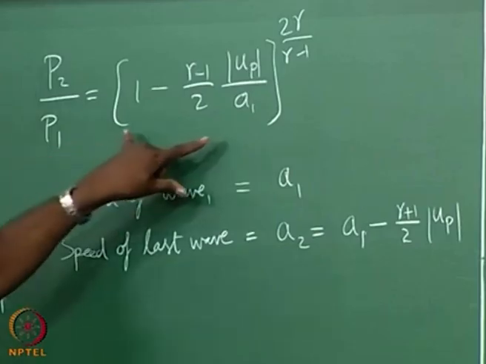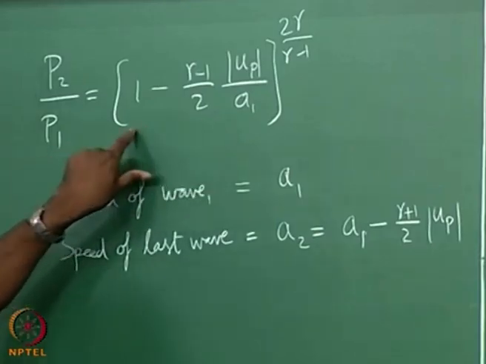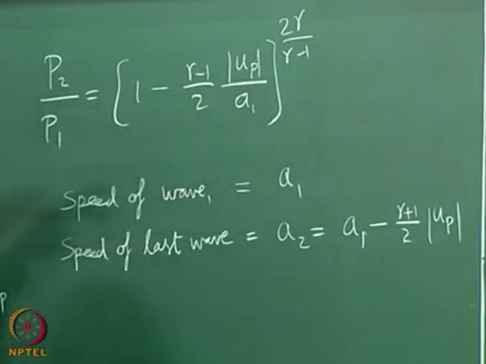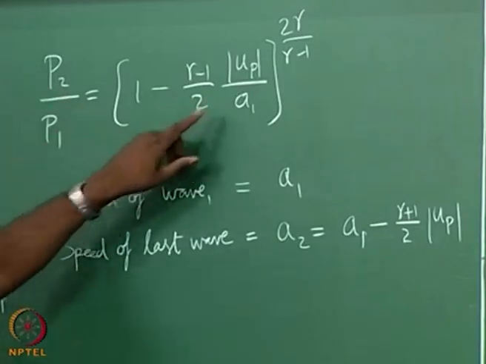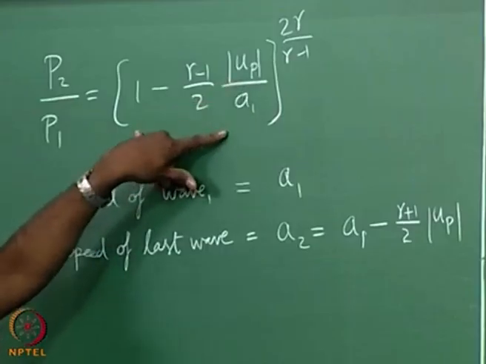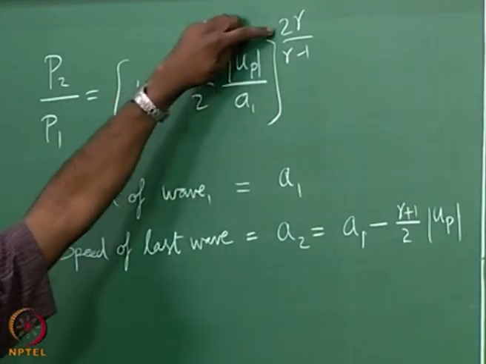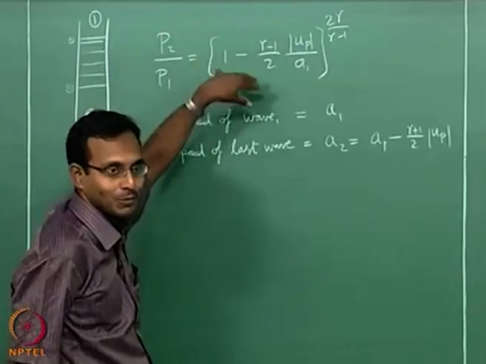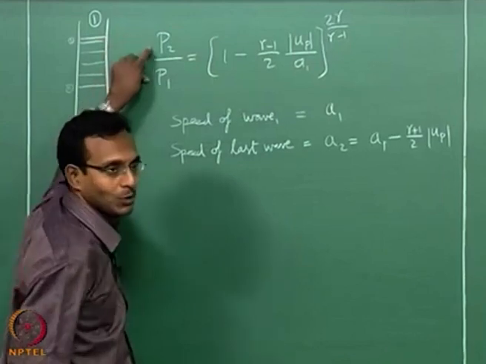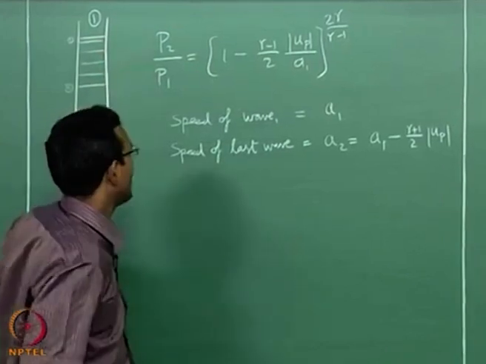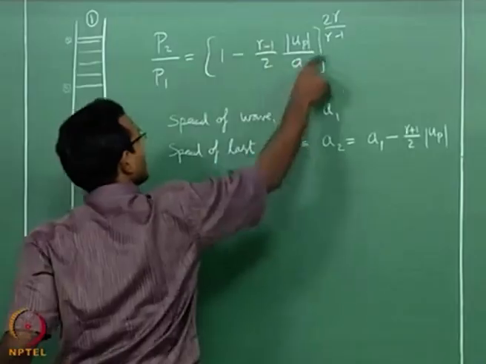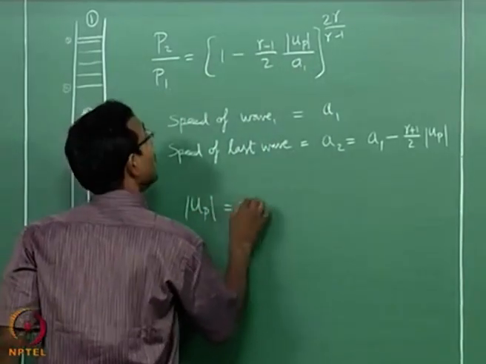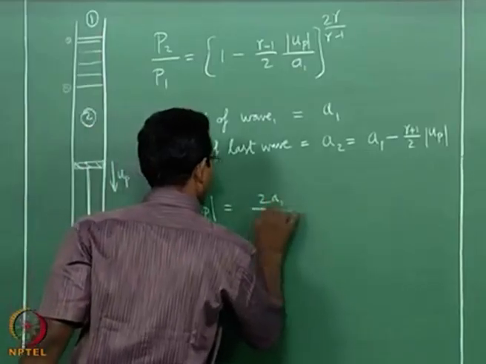If it is say 1, then my UP is 0, in which case P2 equal to P1, piston does not move, no change in pressures. If my piston speed increases, then this is less than 1, which means that to the power more than 1, like square or cube or power 4 or something, that is going to be much less than 1. So it is tending closer and closer to 0. Now, if I look at this particular expression, this can become 0 exactly when my UP is equal to 2A1 by gamma minus 1.